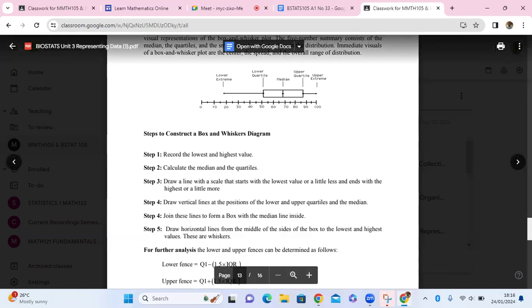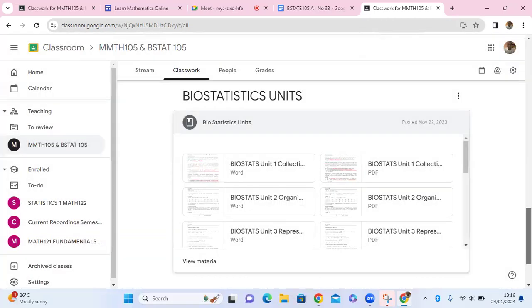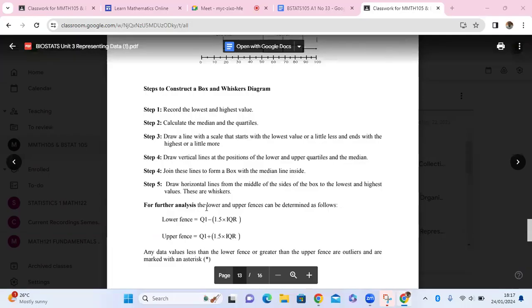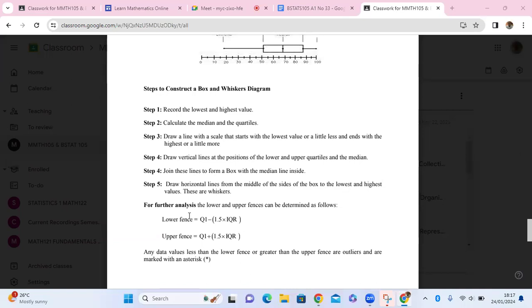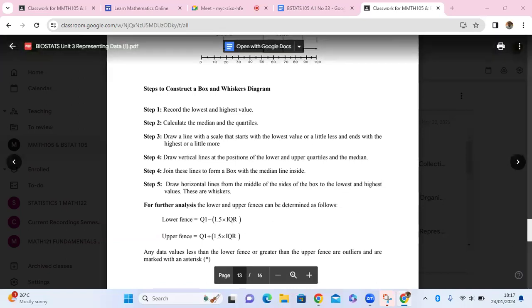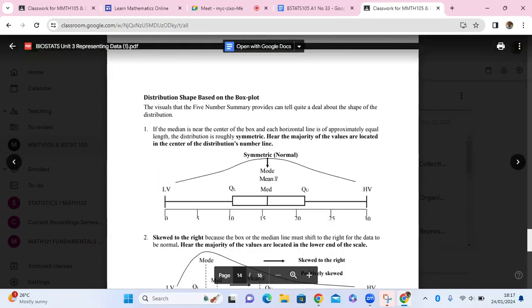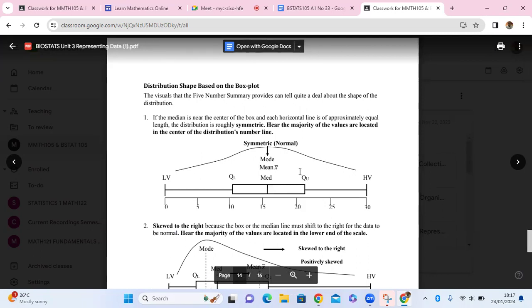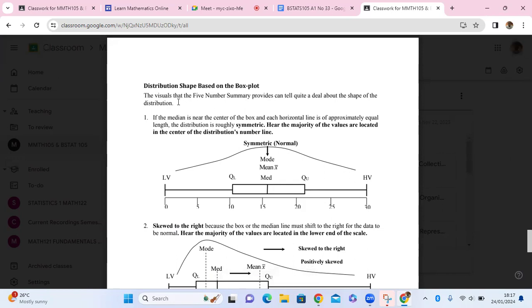For further analysis, you can calculate what you call the lower fence and the upper fence, but this is not really mandatory. Then how do you interpret a box plot when you see one? You've got the shape.